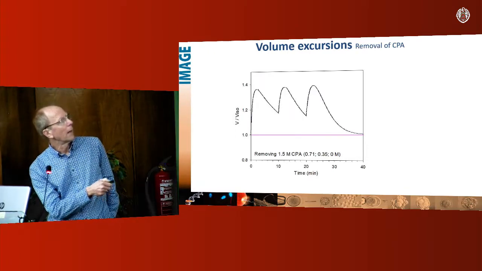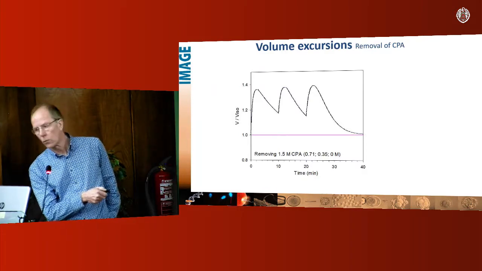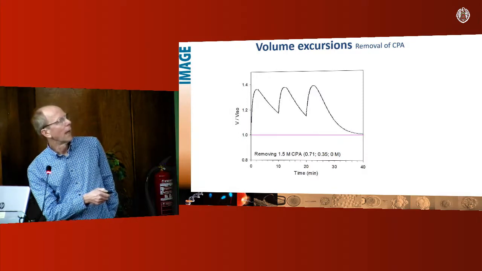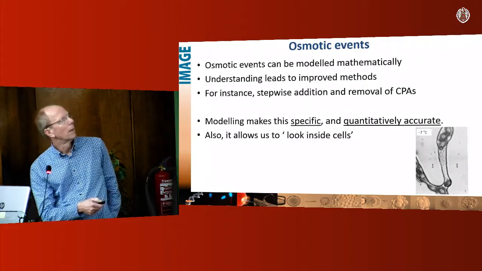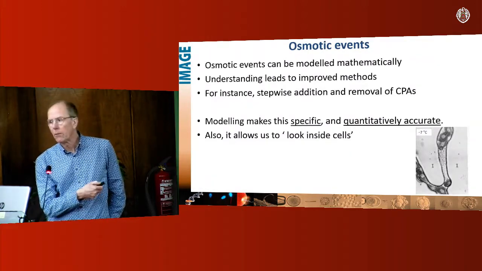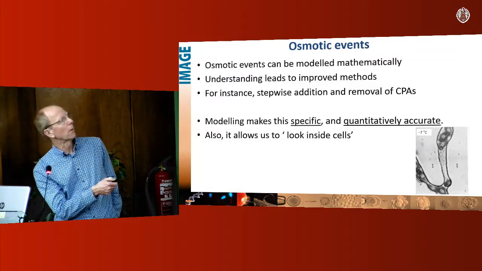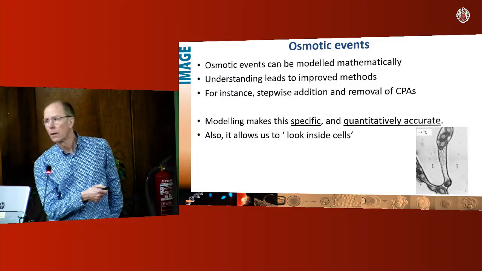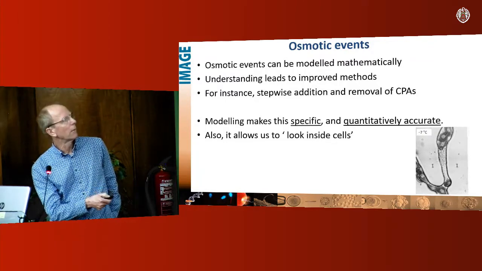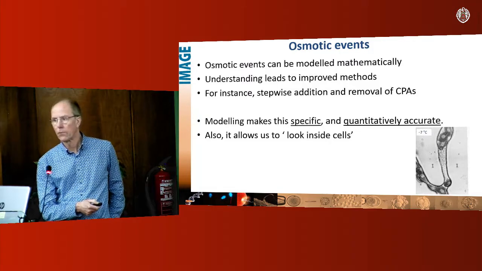That's why these kinds of insights into what is going on can help us, because now we have a protocol in which we do it stepwise, and we can actually calculate how big these steps must be. So this way of looking at it, this understanding, but also if you make it quantitative in a mathematical model, allows you to do this not only qualitatively, but more quantitatively and accurate and specific. And it allows us to look inside the cells. So that's miraculous, of course.